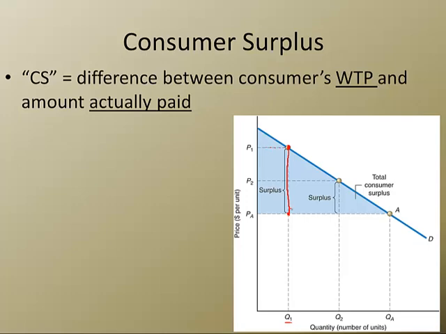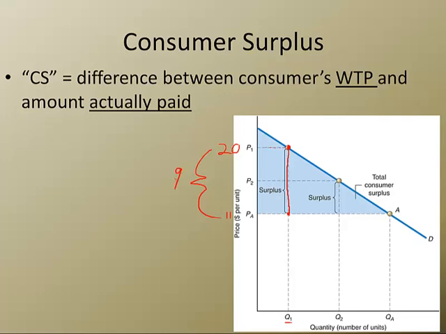Now let's put numbers on this. Okay, let's say that they value the item at $20, but they only have to pay $11. That means that their surplus, their consumer surplus, is $9.